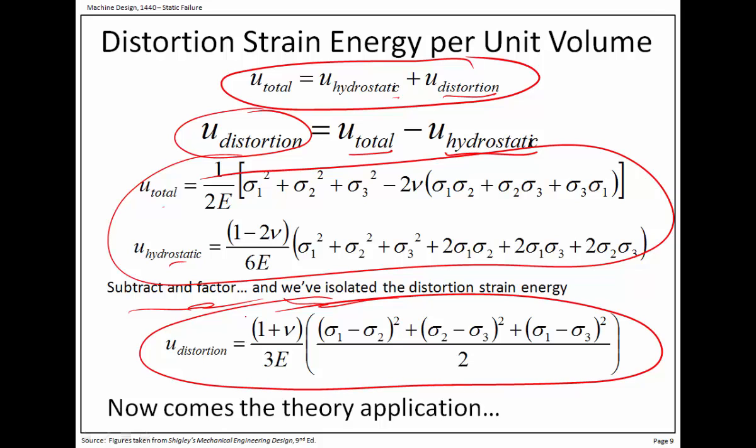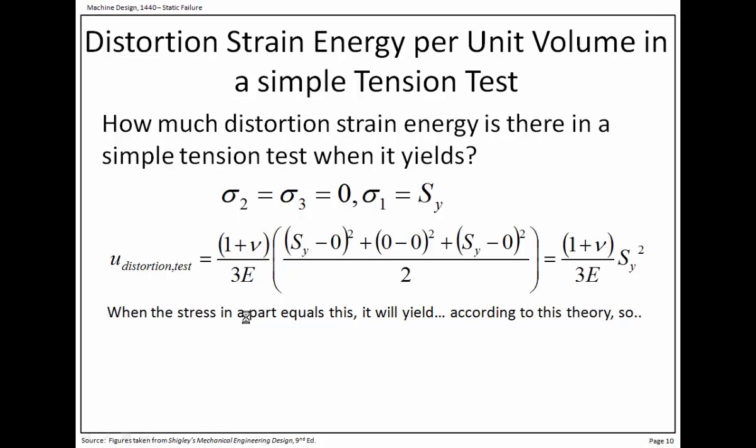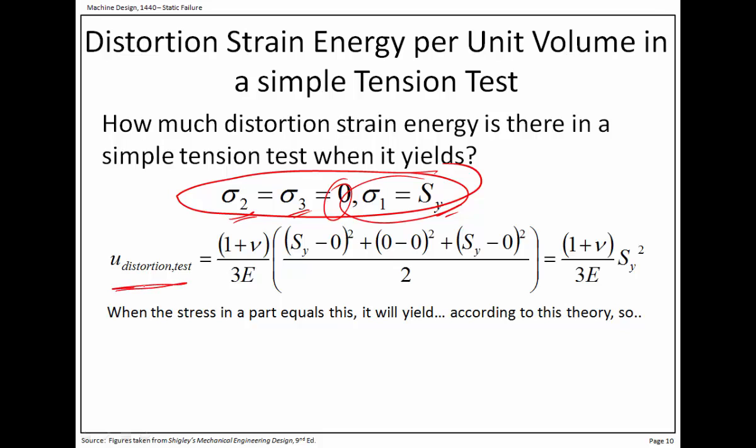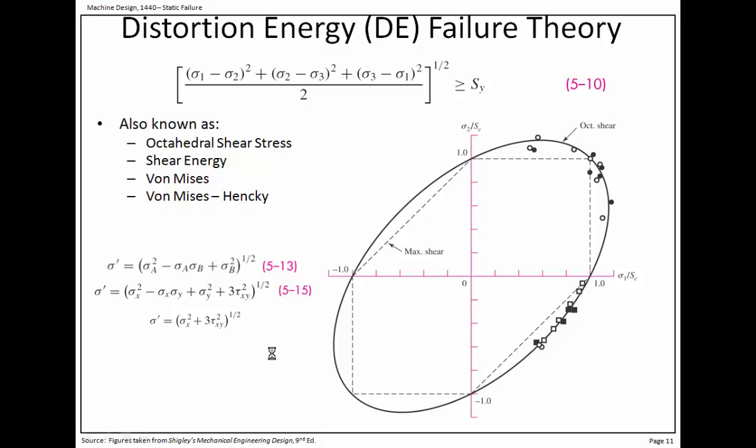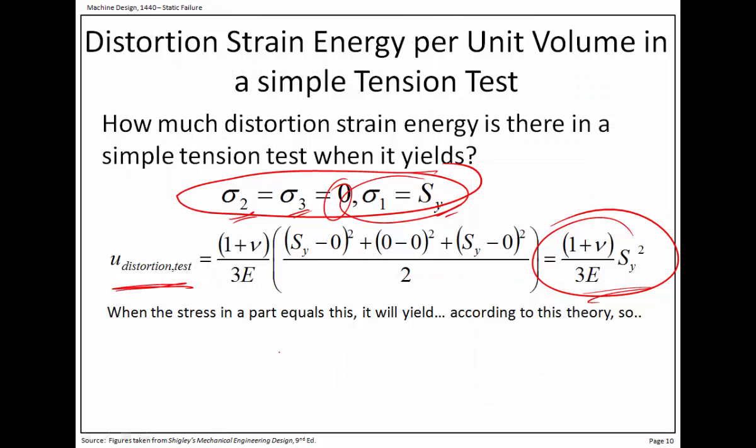Now, the theory basically was that the distortion energy is the only thing that matters. So we want to compare the distortion energy that we calculate to the distortion energy that happens in a pull test. We're going to say that when those two things are equal, that's when we're going to predict failure. So in the pull test, we know that both out of plane directions are going to be zero, that only one direction is going to have stress, and that's going to be equal to the yield strength. So the test distortion energy is going to end up being equal to this. So when these two things equal each other, that's going to be when we find failure, right?